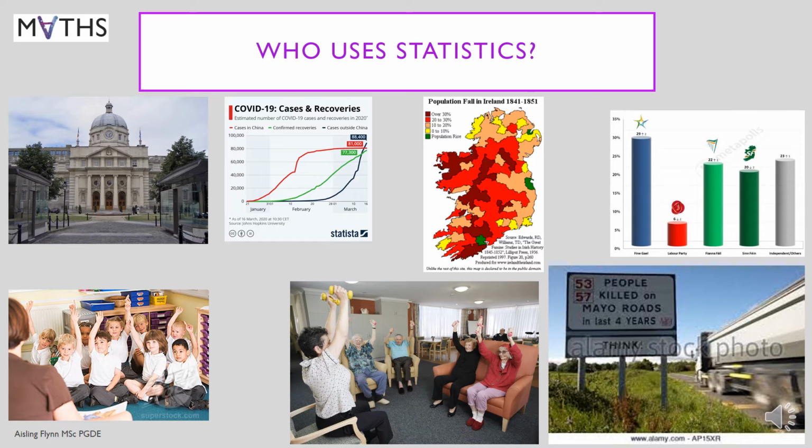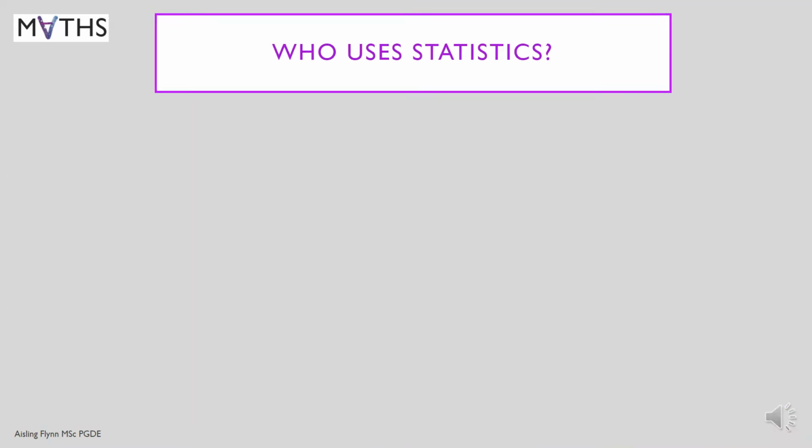And here is a road safety stat, so it's used in PR, in advertising to get people to drive more safely. Okay, and of course there's lots more.